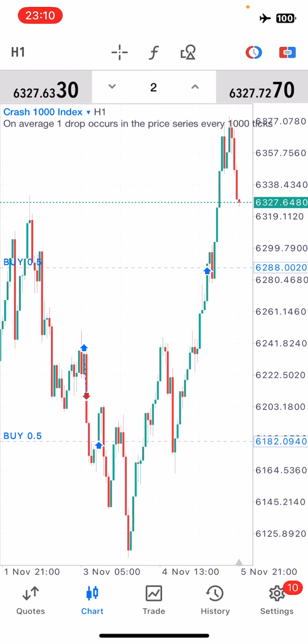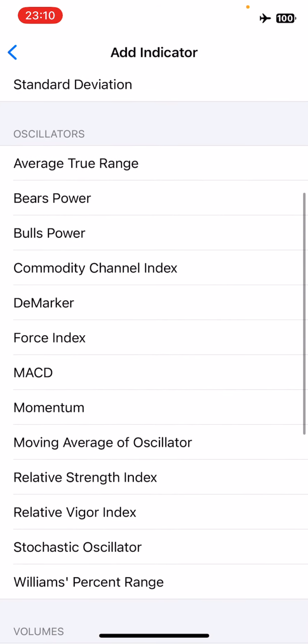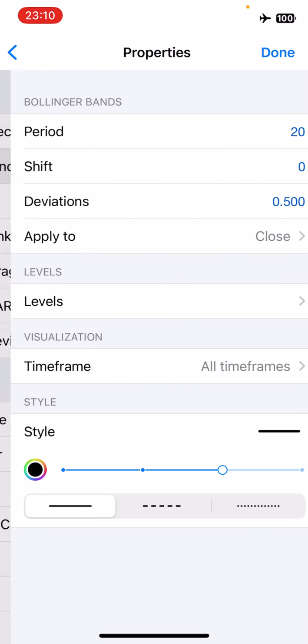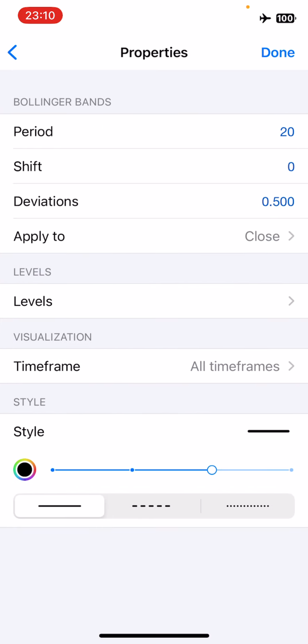Okay, so the first indicator that we need to add to our charts is going to be the Bollinger Bands. Now these Bollinger Bands, I'm going to use them in a slightly different way. I have them up here because they are for trend. So it's a trend indicator, and it is going to have the following properties. We're going to have a period of 20, a shift of 0, the deviations are going to be 0.500, apply to close.